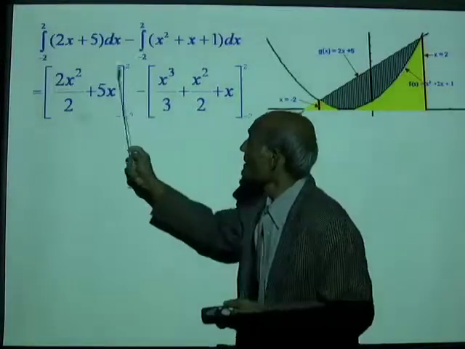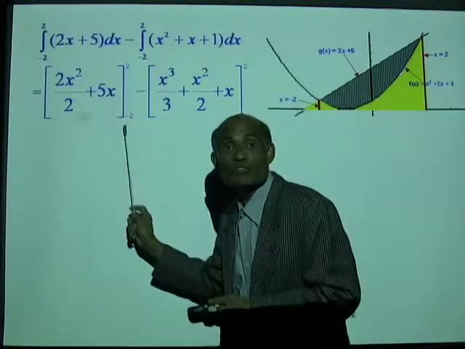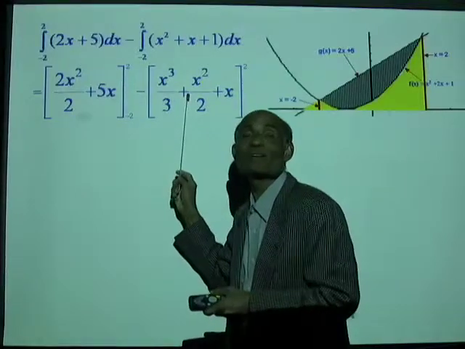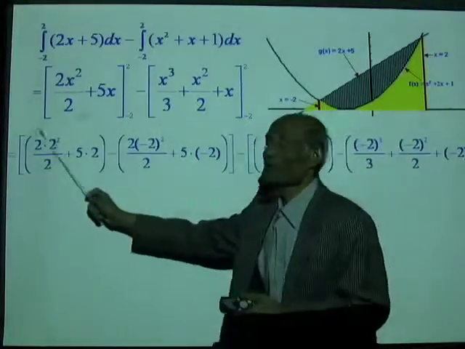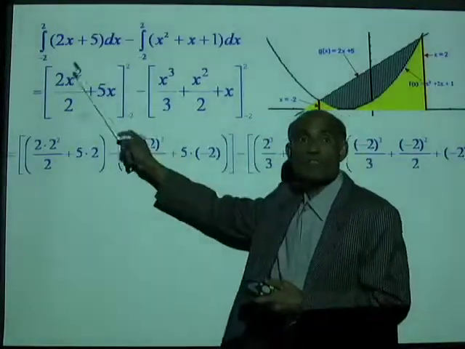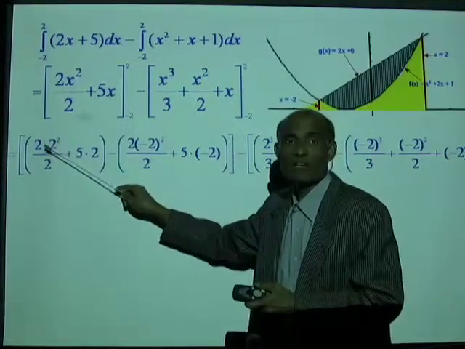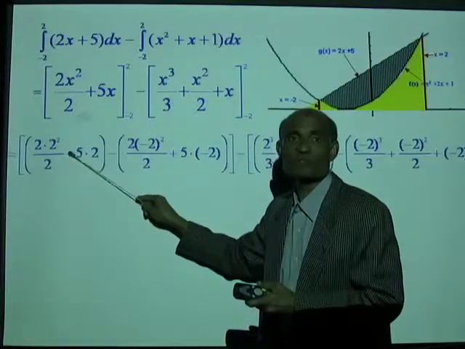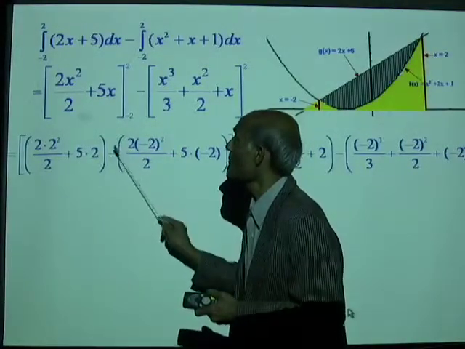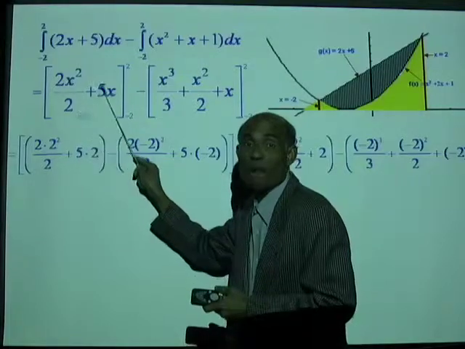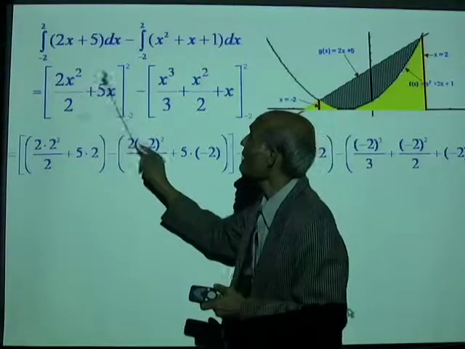And what do we do? Evaluate each of these: put the upper limit first, minus the lower limit, and similarly evaluate the second integral. So here I have that whole thing. This first part is for this. In other words, replace your x by 2 in here: 2 times 2 squared over 2 plus 5 times 2. That is, in here we replaced x by 2. Minus, always put the upper limit, minus, substitute the lower limit. Replace x by negative 2.